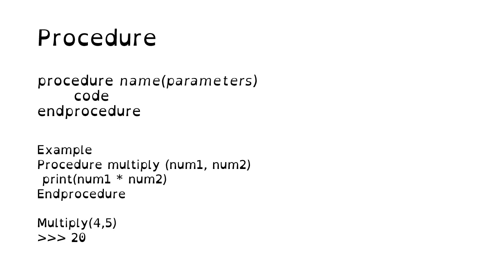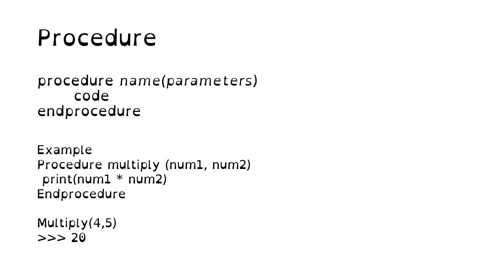The way you'd format a procedure is procedure, followed by the name of that procedure, followed by any parameters that you need. Parameters are variables that you'll take with you into the subprogram. For the example below, we have a procedure to multiply two numbers. So we have procedure multiplied, and in the brackets num1 and num2. Then we have print num1 multiplied by num2, and then we end the procedure.